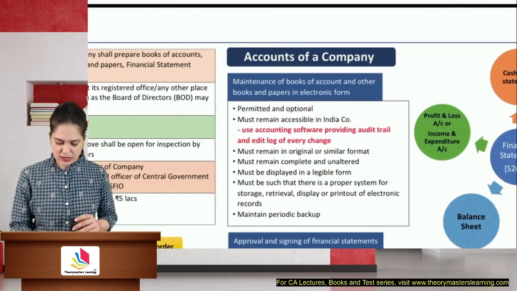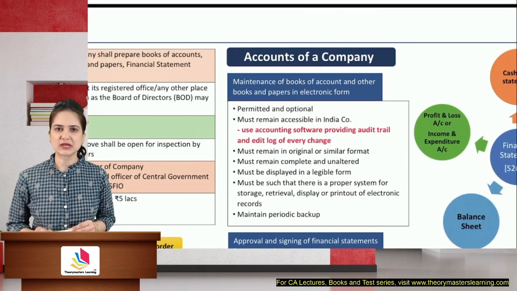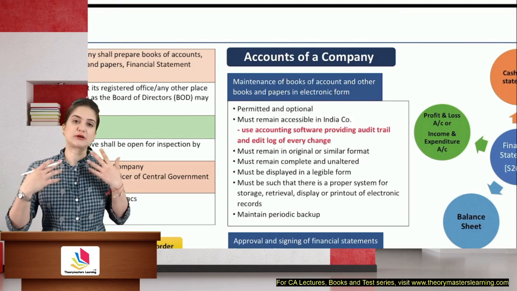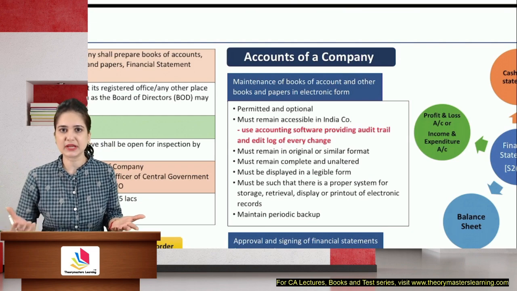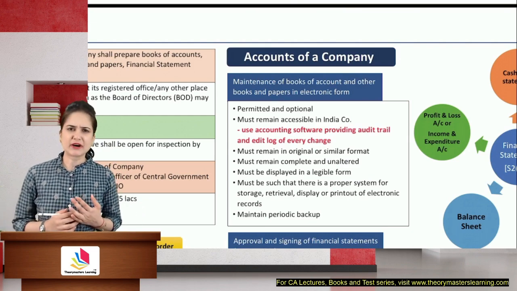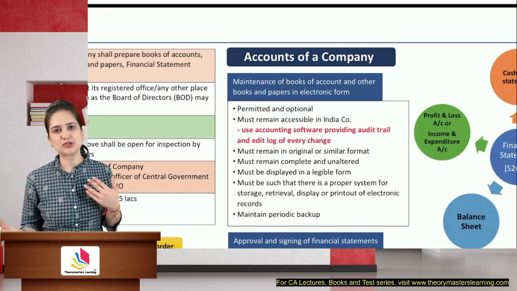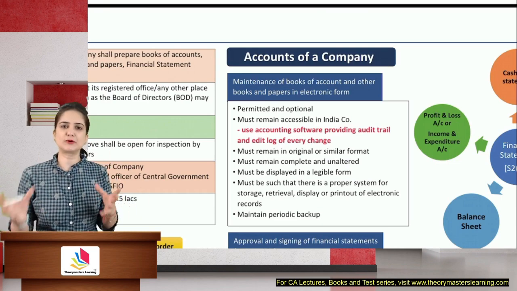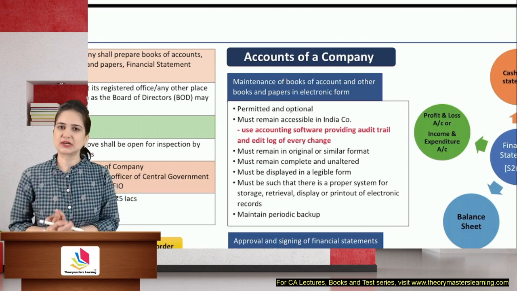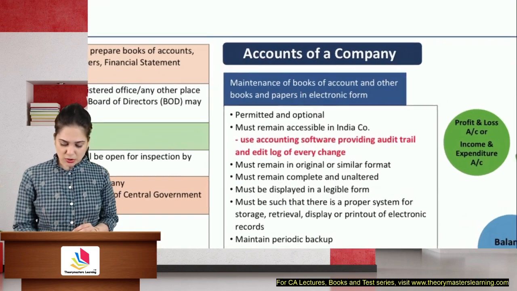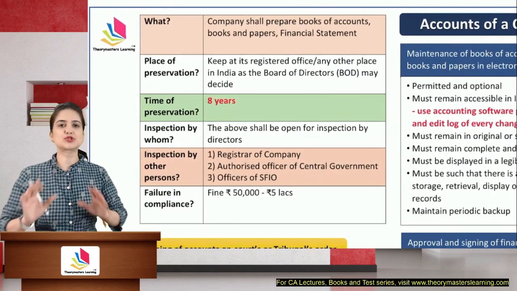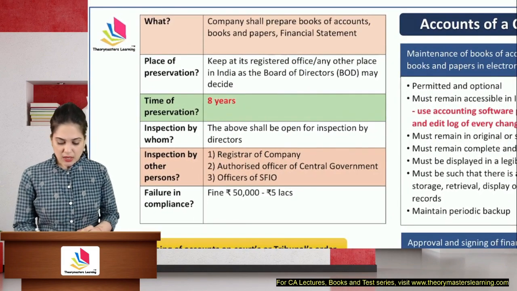Now, in accounts of companies, we are going to discuss what are books of accounts, how are they to be maintained, for how many years are they to be maintained, can we order reopening of the books, what is NFRA, what are the other documents that the company needs to maintain. So everything related to accounts, books, other papers, documents is covered under this chapter. So accounts of company, I have a small table for you. It covers most of the basic concepts.